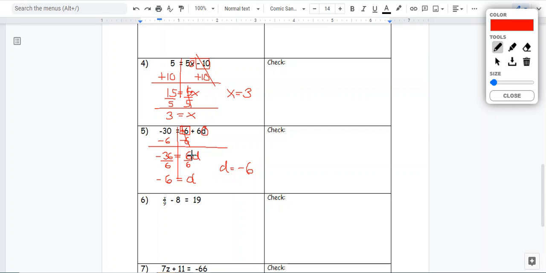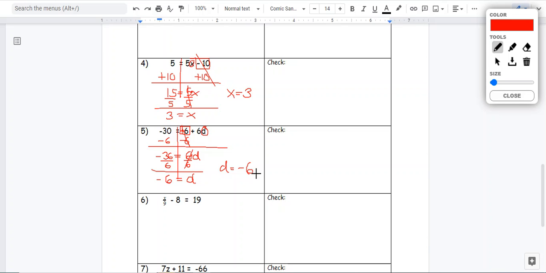6 times d, the inverse to get rid of multiplication is division. We divide by 6 on both sides. Negative 36 divided by 6 is negative 6. This cancels out on the right, leaving us with just d. Negative 6 is equal to d, or d is equal to negative 6.